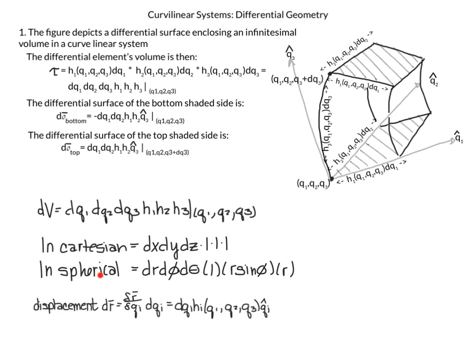In spherical, our first coordinate would be r, our second would be theta, our third would be phi, and then our h1 would be 1. h2, the scaling for phi, would be r sine theta, and we worked that out in our previous video, and h3 for theta would be equal to r. So you can see that this is simply our dr d phi d theta times our Jacobian.